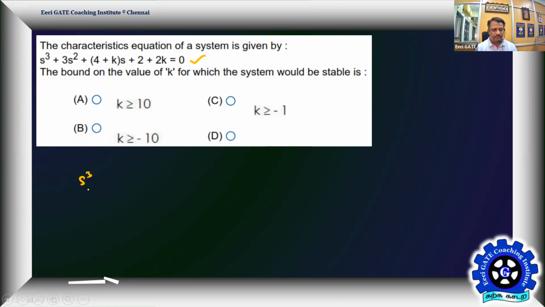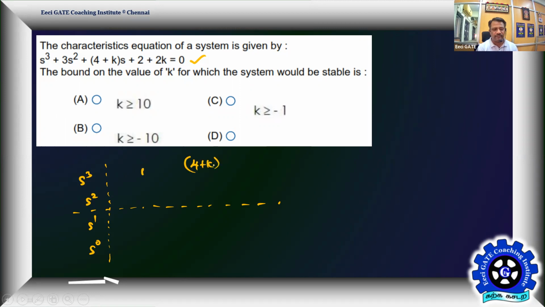So s cubed, s squared, as per the RH criteria, s power 1, s power 0. That's all. Okay, so it's a third order characteristic equation. First two rows will be filled by the coefficients of the characteristic equation itself. First row beginning with s cubed, so it's 1. Second element 4 plus k.